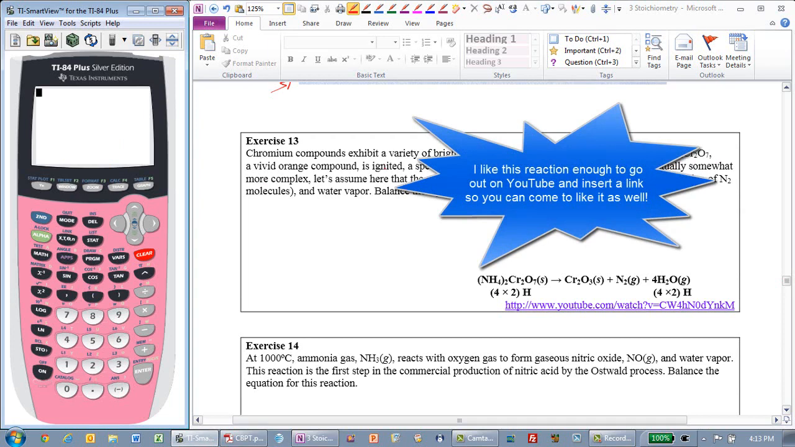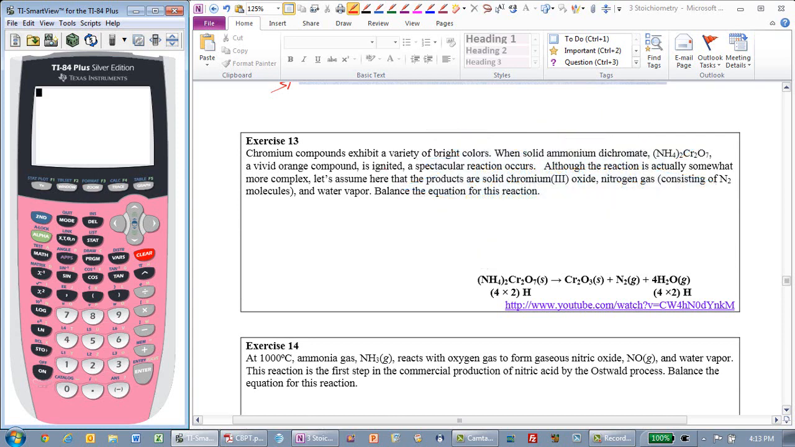So although the reaction is actually somewhat more complex, let's just assume here the products are solid. Products, they're telling me something I need to know. Products are solid chromium(III) oxide. You know that Roman numeral 3 is your friend. I don't care how many times you see it written wrong on the web and in other sources. That parentheses needs to snuggle right on up to the metal, because it's telling you, hey, that's a +3 metal, and you don't have to think about it. And then nitrogen gas, which you know is a gen, so it's diatomic, and water vapor.